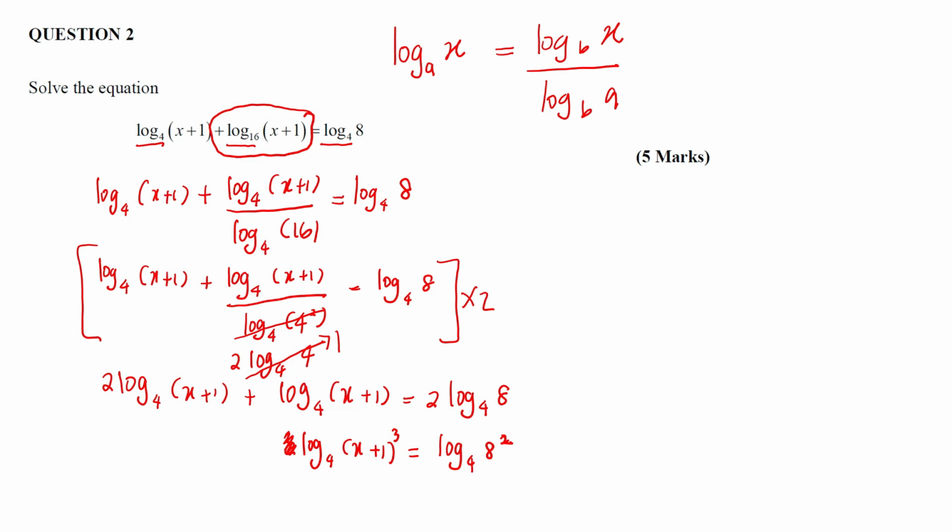So from this statement, we know that (x plus 1) cubed is equal to 8 squared. x plus 1 cubed equal to 8 squared. 8 squared is 64. So x plus 1 is 4. The cubic root of 64 is 4. So x is 4 minus 1, which is 3.